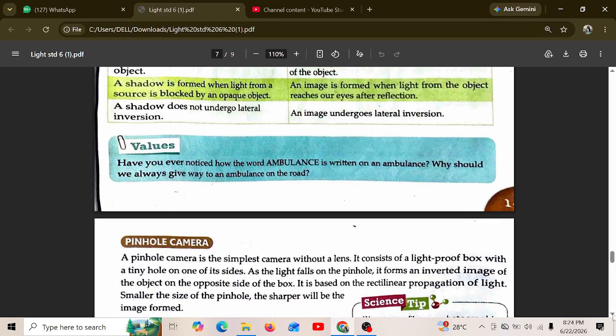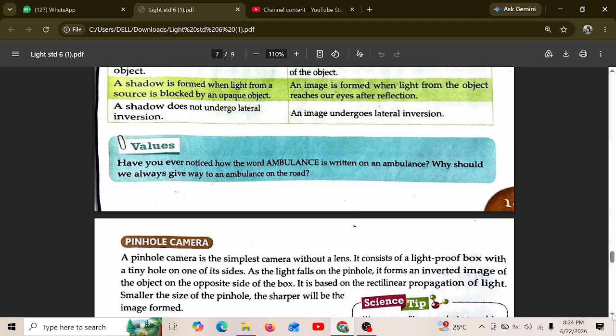Have you ever noticed how the word ambulance is written on an ambulance? It is not written in a straight way. It is always written in an ulta way, in the opposite direction. Why is it so? Because when a car is speeding up, it can see in its rear view mirror that an ambulance is coming at its back, so that the ambulance is read properly from left to right. Therefore, it is written in the right to left fashion, so that when the driver is reading the image, it can read it clearly. Because of this lateral inversion property, they are doing this purposely.